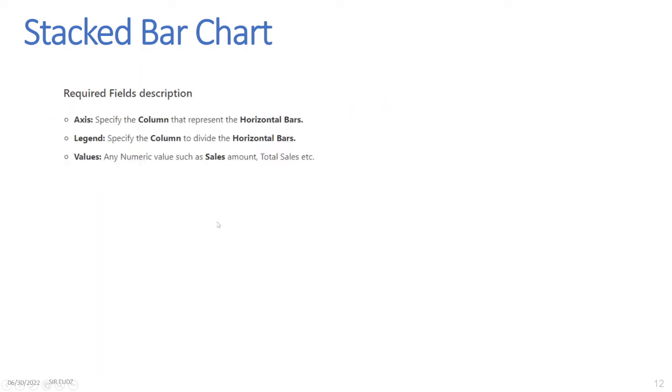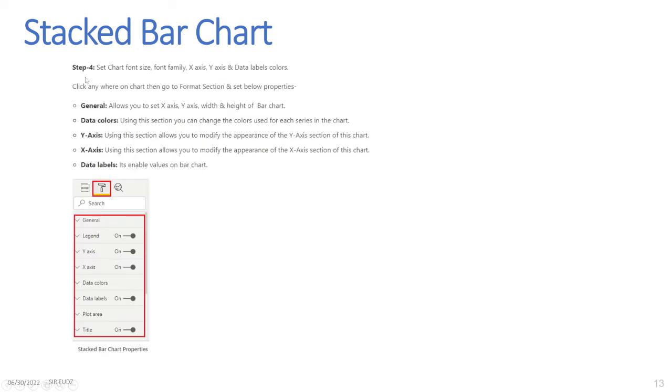Required fields description, again, axis, specify the column that represents the horizontal bars. Legend, specify the column to divide the horizontal bars. And values, any numeric value such as sales amount, total sales, etc. Then step 4, set chart font size, font family, x-axis, y-axis, and data label colors.